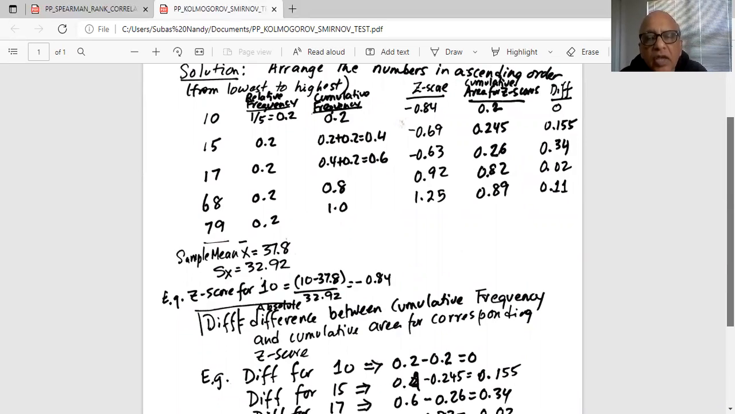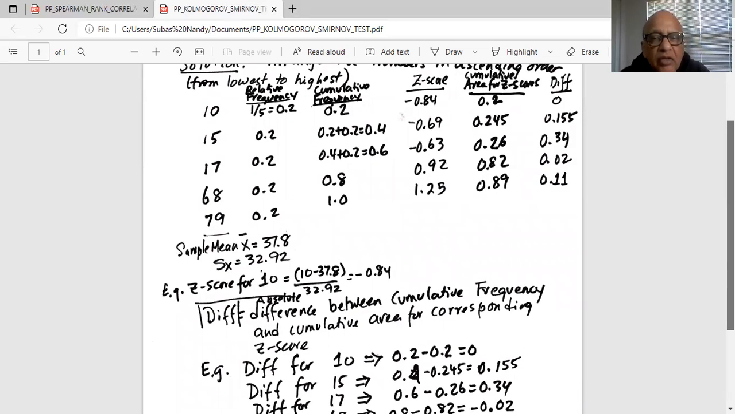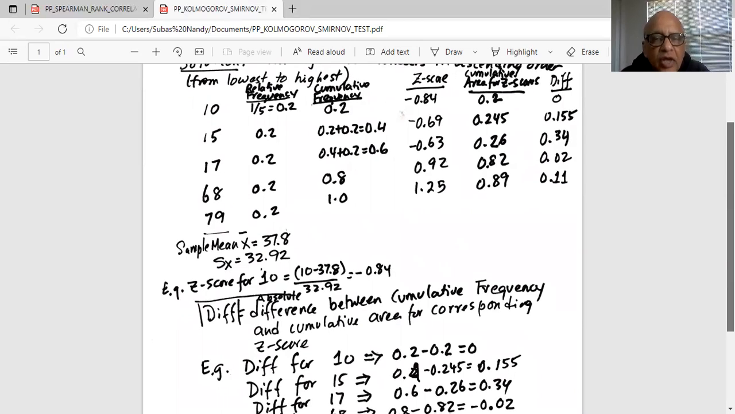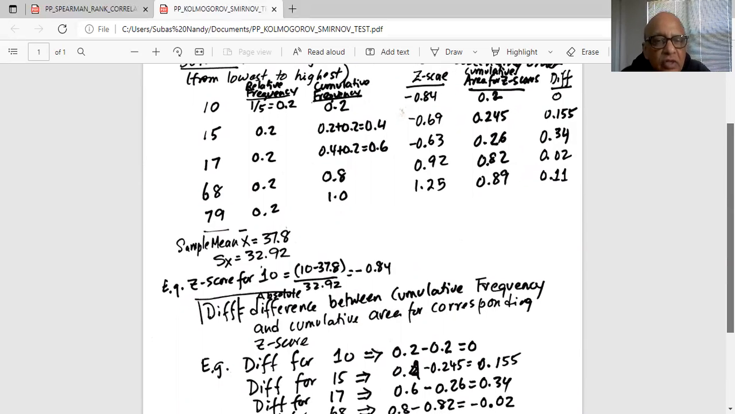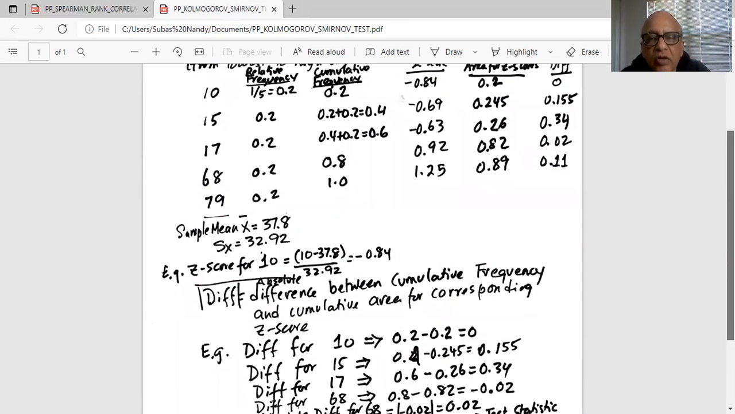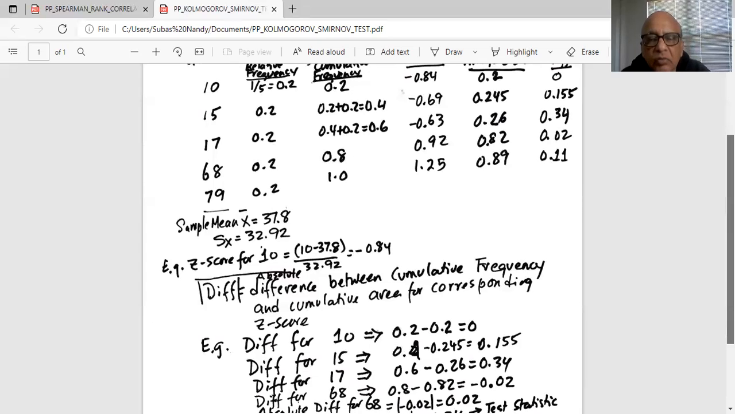For the next one, the cumulative frequency is 0.6 and the cumulative area is 0.26. So 0.6 minus 0.26 is 0.34. For the next one, it's 0.8 minus 0.82, which is 0.02. I only show you the absolute value. It should have been minus 0.02, but we convert the negative difference into a positive absolute difference. And the last one, 1 minus 0.89 is 0.11.